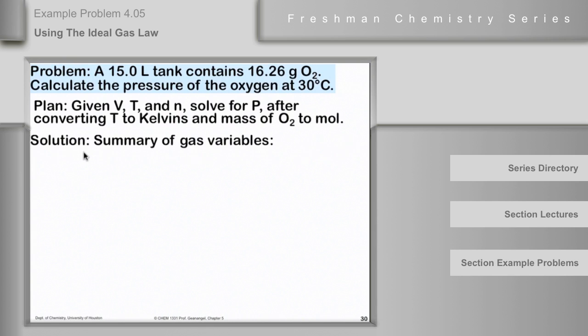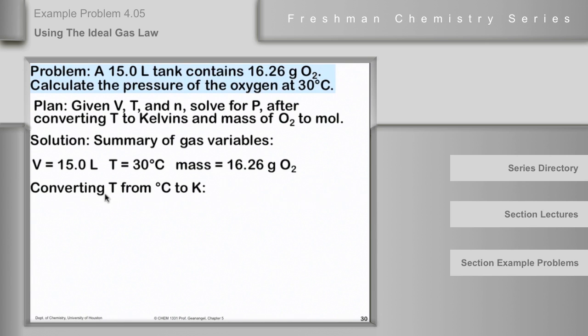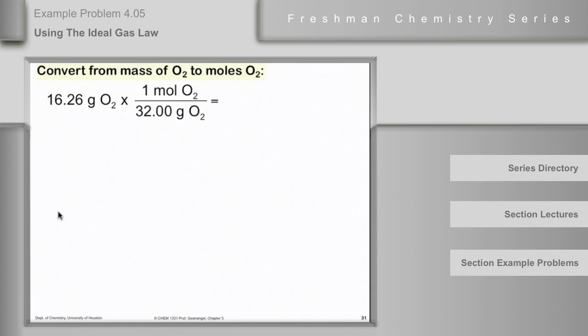Okay? So the summary of the variables here, V is 15 liters, T is 30 degrees Celsius, we're going to have to change that to Kelvin, and the mass is 16.26 grams, we're going to have to change that to moles, but we're old hands, experienced people with regard to doing mass to mole conversions. So first of all, let's convert temperature from degrees Celsius to Kelvin.